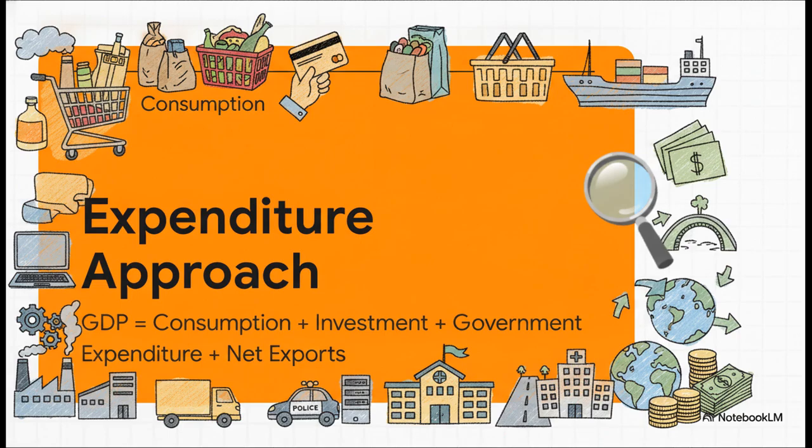The C stands for consumption, so that's literally you and me buying our weekly groceries. The I is for investment, like local businesses buying brand new equipment. The G is government spending on big things like schools, hospitals, and roads. And finally, we add net exports, that X minus M part, which is really just the money from the stuff we sell overseas minus the stuff we buy from them.